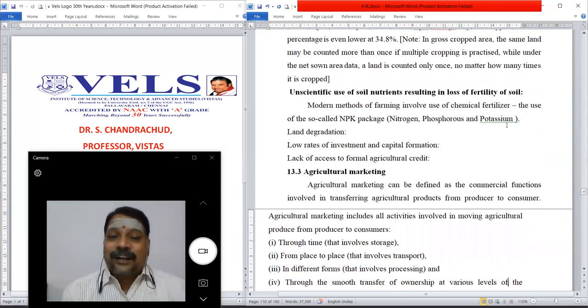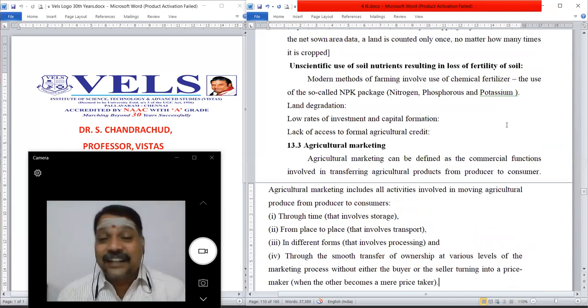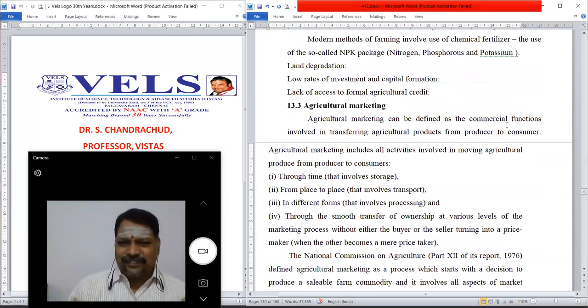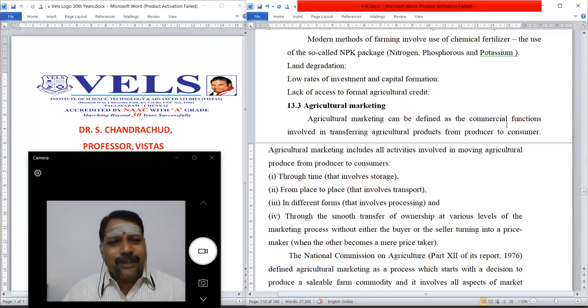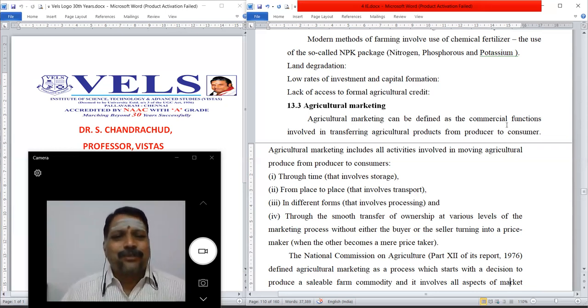Even if you produce the required output in agriculture, the next difficult task is agriculture marketing. First we should know what agriculture marketing is. It is a commercial function involved in transferring the agriculture product from the producer to the consumer. But agriculture marketing is difficult because the farmers are producing, but they are not able to sell or transfer their output. Why? Because of poor infrastructure and lack of agriculture growth.